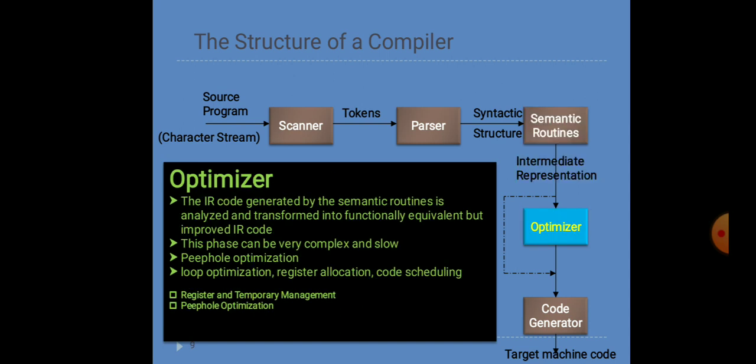And the next one is optimizer. The IR, that is intermediate representation code, generated by the semantic routines, is analyzed and transformed into functionally equivalent but improved IR code. This phase can be very complex and slow. Peephole optimization is done here. Loop optimization, register allocation, code scheduling, everything is done at this stage.